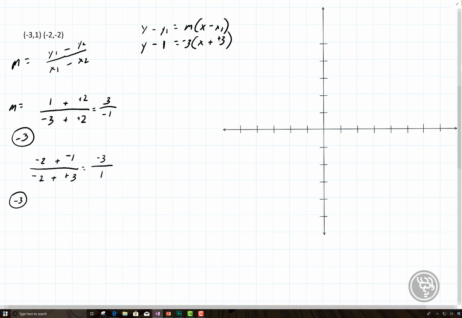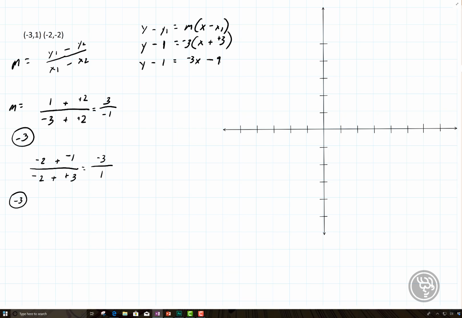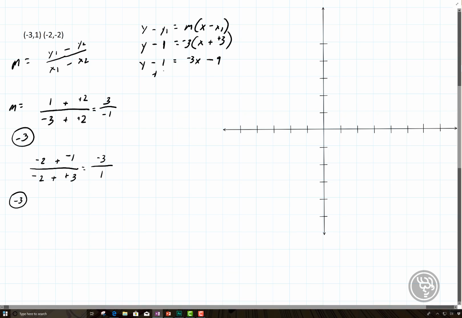Okay, so now let's go ahead and distribute that negative 3. y minus 1 is equal to minus 3 times x gives you a minus 3x. Okay, now a minus 3 times a positive 3, this becomes minus again, so it becomes minus 9. Okay, so there you have it. You have now almost your equation put together. So let's work this out. We're going to add 1 here, we're going to add 1 here, and then your y is going to be y equal to minus 3x minus 8.